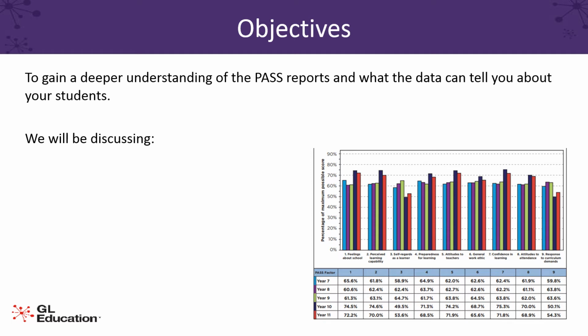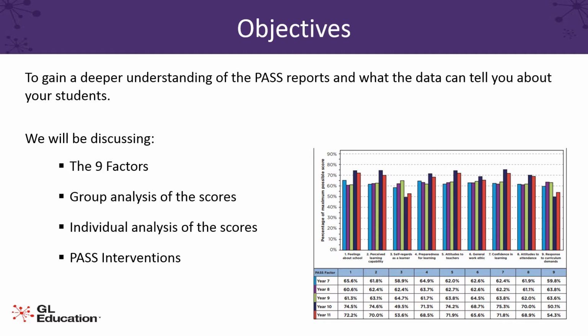The overarching objective of this training session is to gain a deeper understanding of the PASS reports and what the data can tell you about your students. We will be discussing the 9 PASS factors, going through analysis of the scores on both a group and an individual level, and providing you with where to go for next steps with PASS interventions.